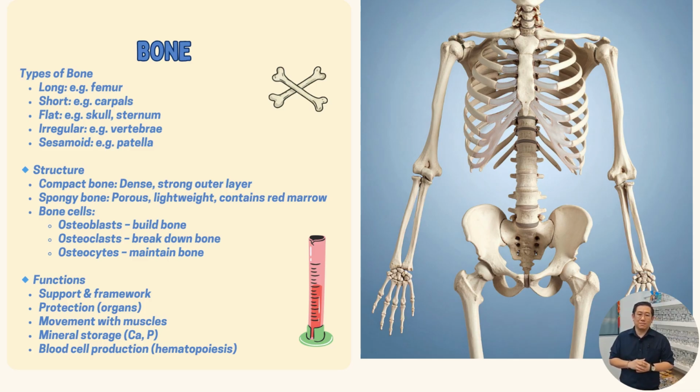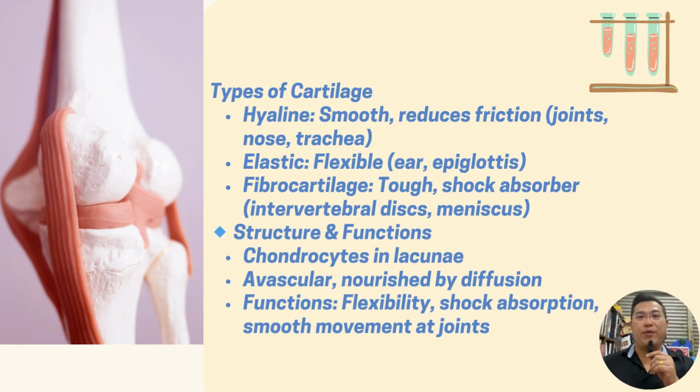Thank you, Lucas. Hi, everyone. I'm Sunny. Now, let's move on to the cartilage, which is softer and more flexible than the bone. There are 3 types of cartilage. Hyaline cartilage is the most common type. It appears smooth and glassy, found in the joints, nose, trachea, and the ends of long bones. It helps reduce friction and allows movement.